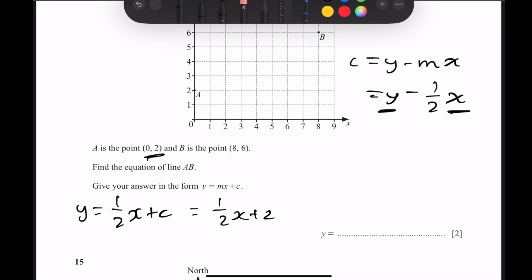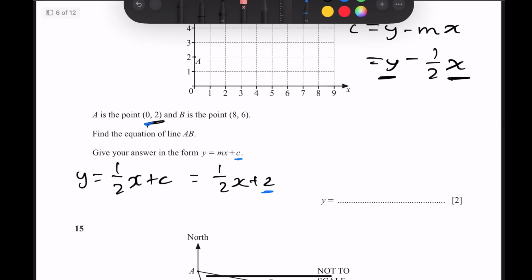Since c is 2, because c is the y-intercept, and the y-intercept is the y value of the line when x is 0, and x is 0 at the point A, so y is already given, and it's equal to (1/2)x + 2. The half comes from the gradient, and the gradient is half because gradient is equal to (y2 - y1) / (x2 - x1), and we found that out separately. So (1/2)x + 2.